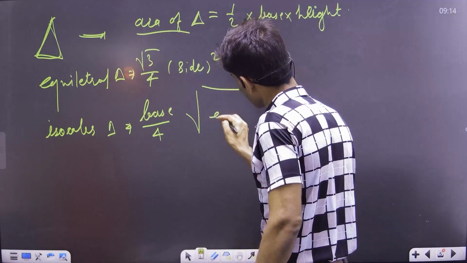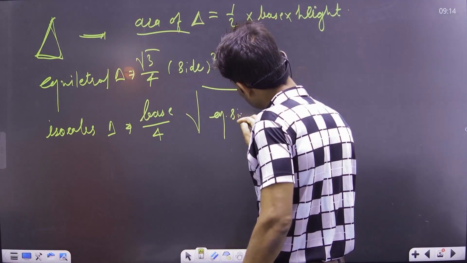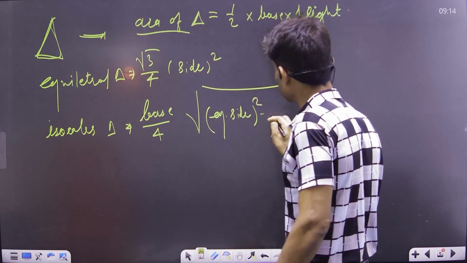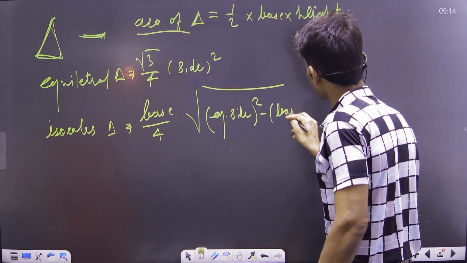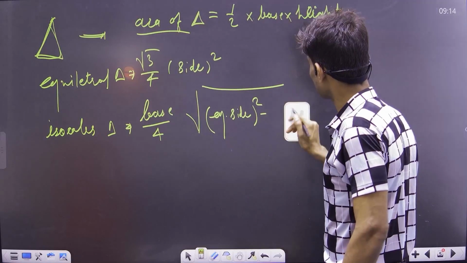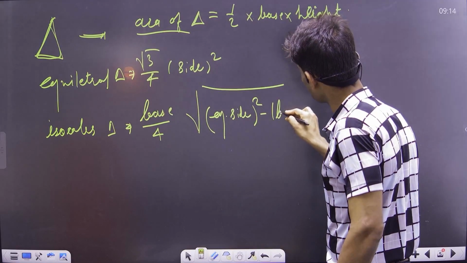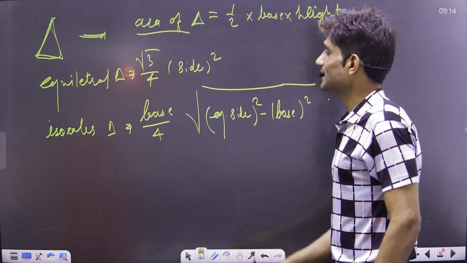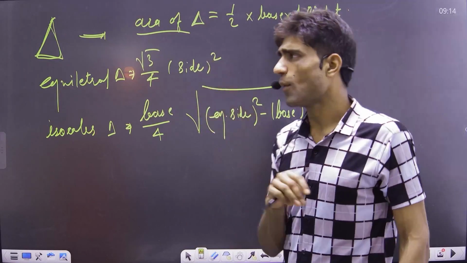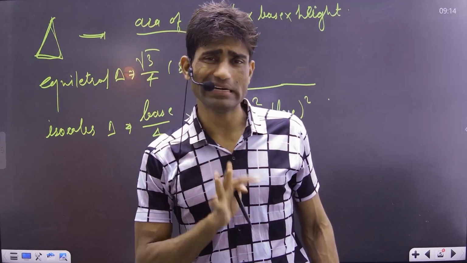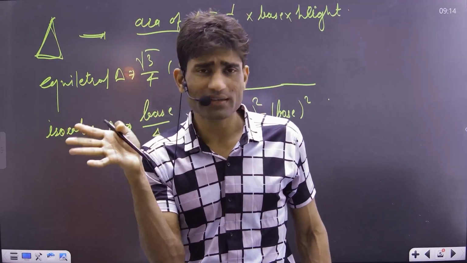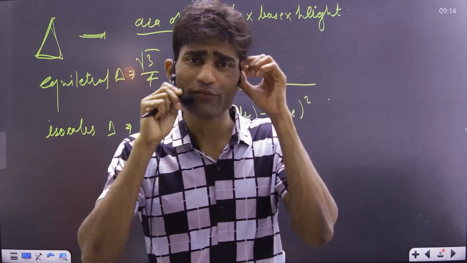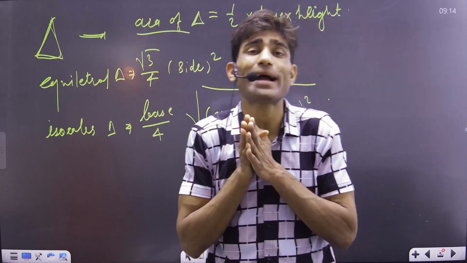Equal side bracket square minus base bracket square. Okay, this one is the area of our different triangles. And area of a circle, which is pi r square, you are already familiar with area of a circle, pi r square.